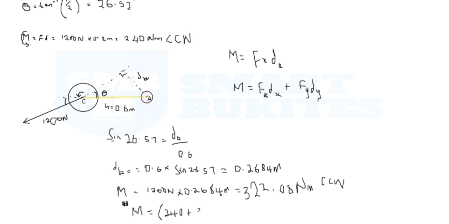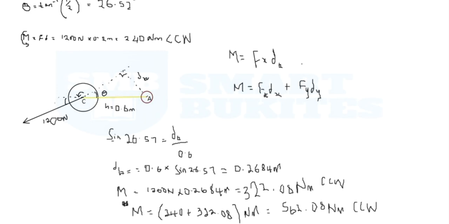plus 322.08 Newton meters, which is equal to 562.08 Newton meters in a counterclockwise direction. So that's it for this example.